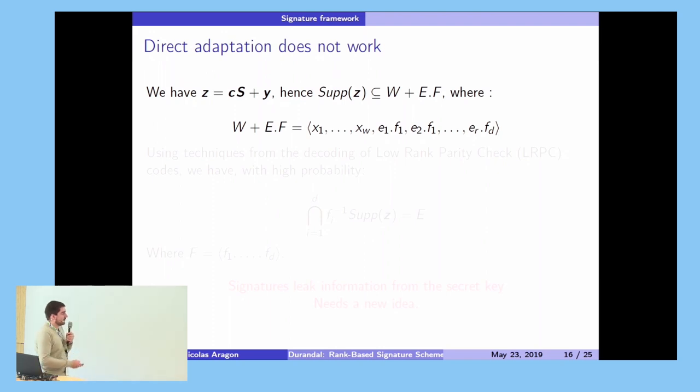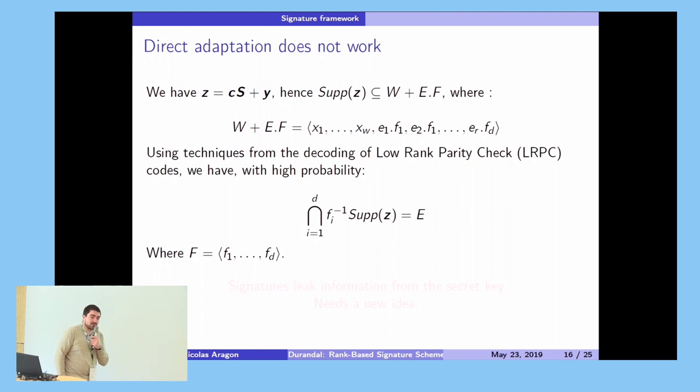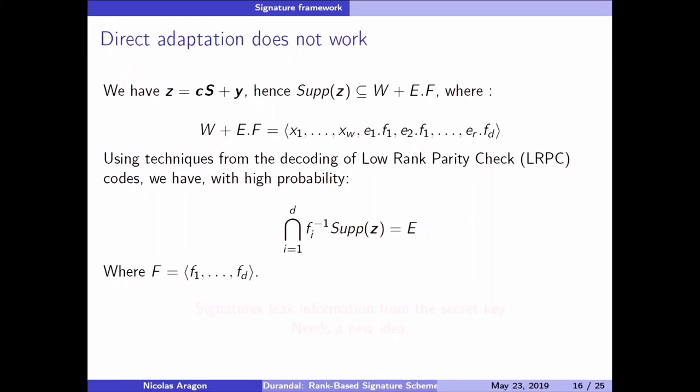Because of this structure, you can actually use techniques from the decoding of low-rank parity check codes to recover the support E. So what we are going to do is that you take a basis of F, and for each element, you invert it, and you multiply the support of Z by the inverse of Fi. And because of the product space structure, E will be included in all of these supports. So we just have now to intersect all of them, and we recover the secret support, which means that signatures leak information from the secret key. And actually, you only need one signature to recover the whole secret key. So we need a new idea to counteract this attack.